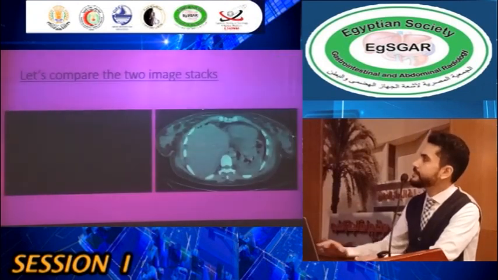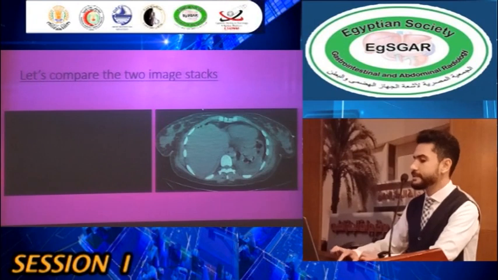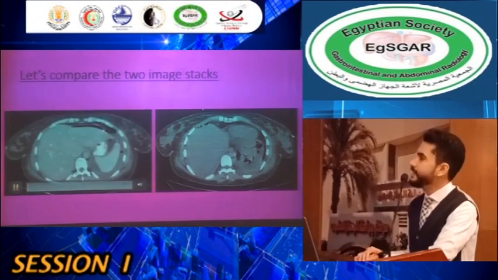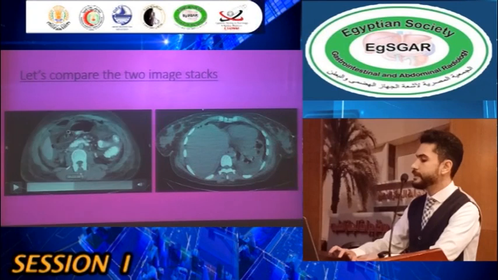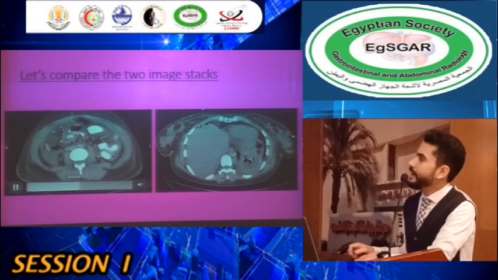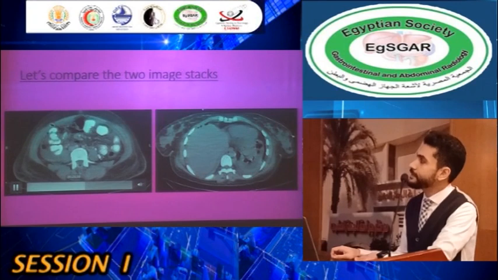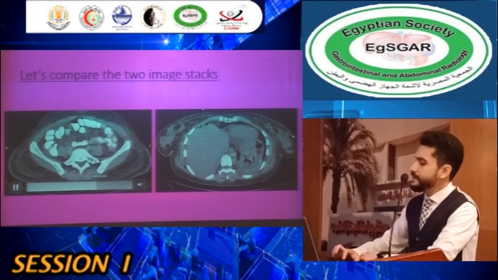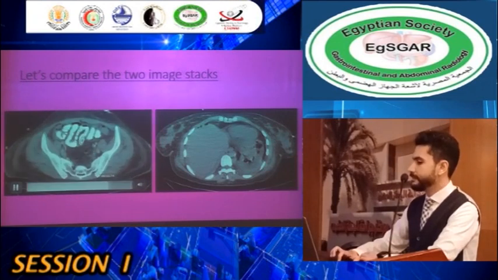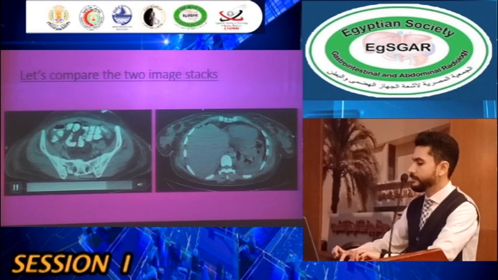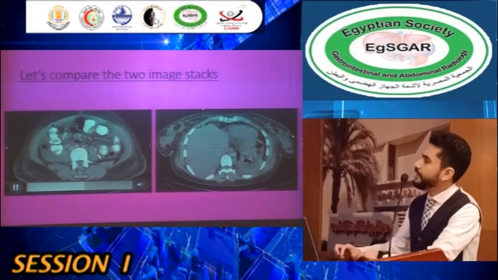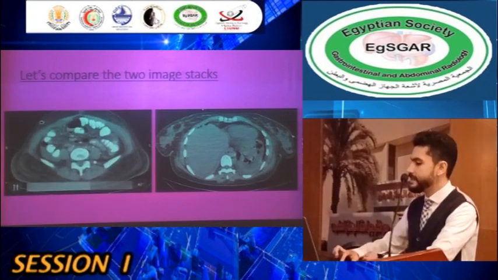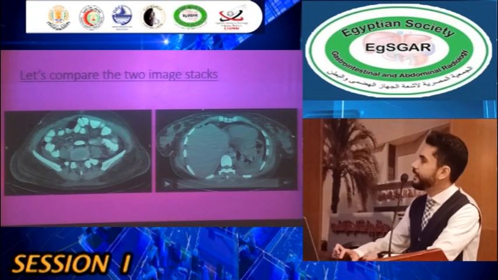Here in the next slide we have two stacks of images. The first one was not a delayed image, and the second one was delayed. I'll go for the sake of time to the region of interest. So here, as we scroll down, we can see this heterogeneous fluid density seen at the operative bed. Here I will have a close look at the delayed images.